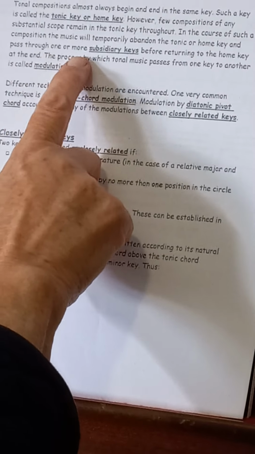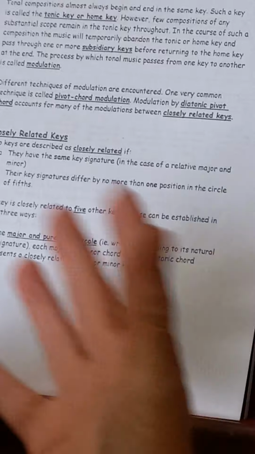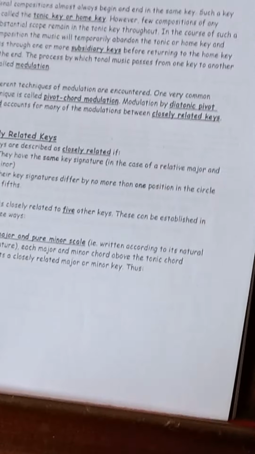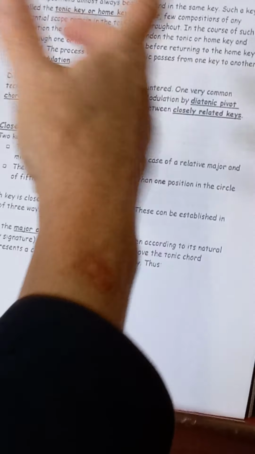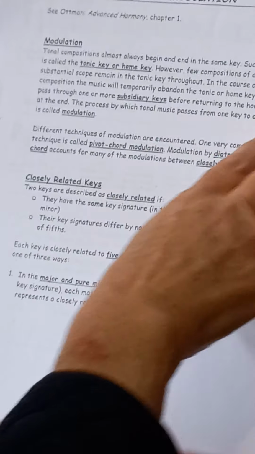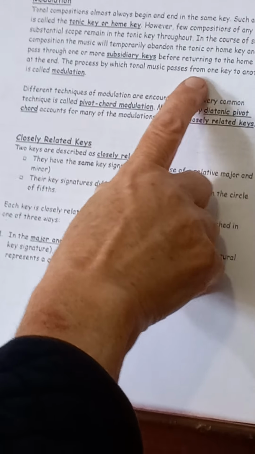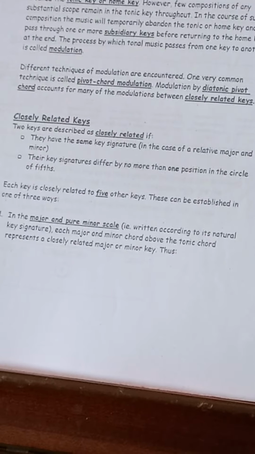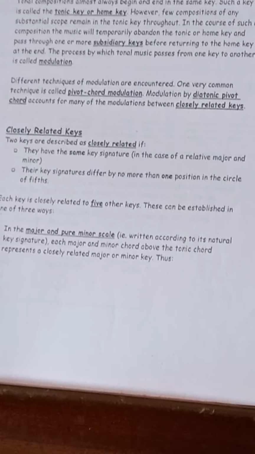It will pass through one or more subsidiary keys. Subsidiary means they are not as important as the home key. They are sort of beholden to it, but they will eventually, such music, remember we are basing this on 18th century tonal music, such music will always return to the home key at the end again. The process by which tonal music passes from one key to another is called modulation. So modulation means how to change key, how to go to another key.